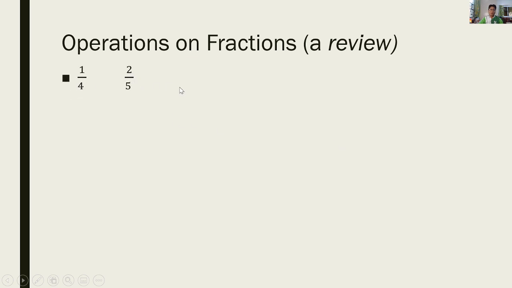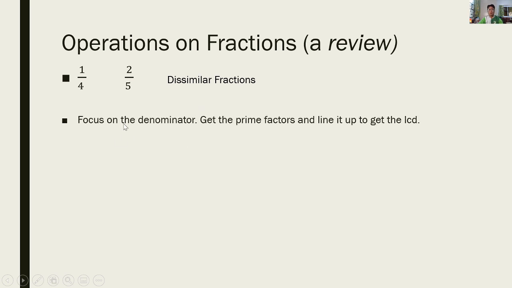1/4 and 2/5. These are the dissimilar fractions. How do we get the LCD? Focus on the denominator, get the prime factors, and line it up to get the LCD. Prime factors natin, 4 is 2 times 2. 5 is equal to 5 times 1. Yung 5 natin, hindi ko na inilalagay yung 1. Kung napansin natin, nakahahanay. Dahil walang kaparehas dito sa unang factor, wala tayong katapat. Pero kung sakali naging 10, so 5 times 2, may katapat itong isang 2.